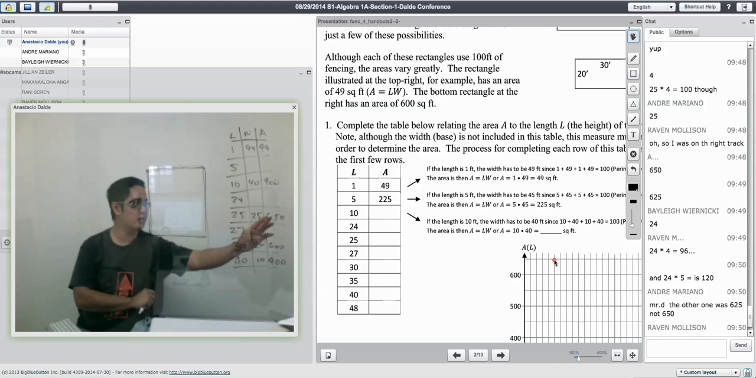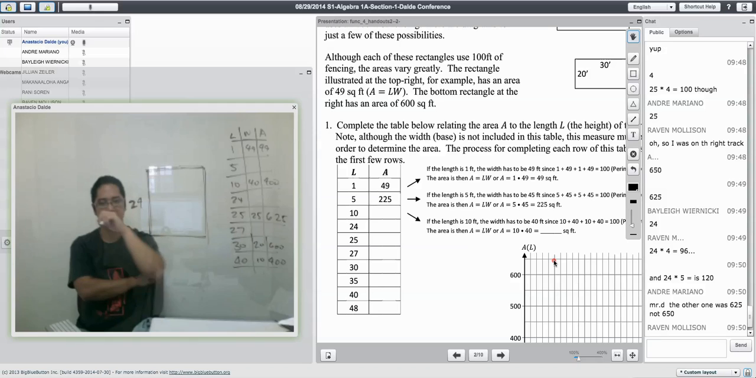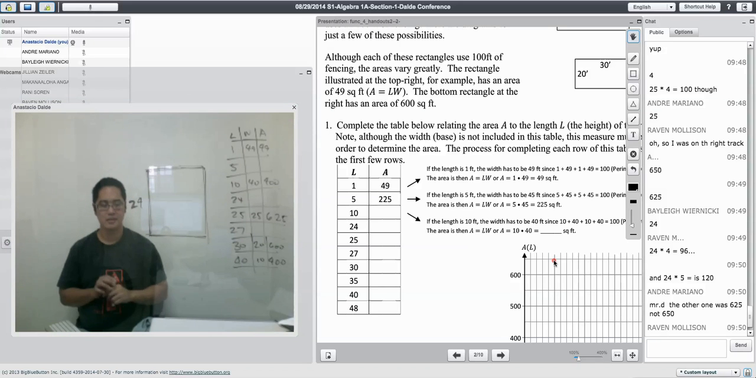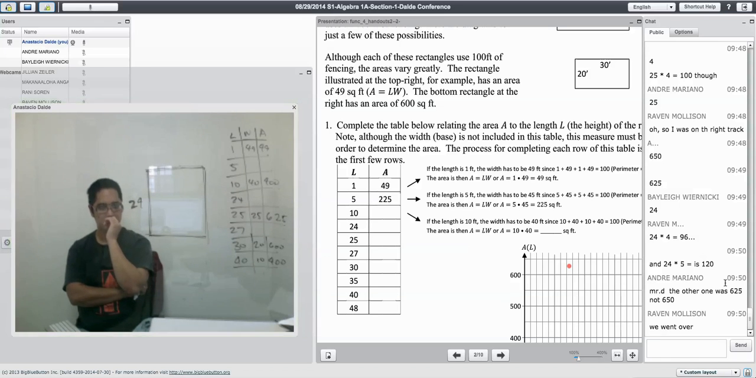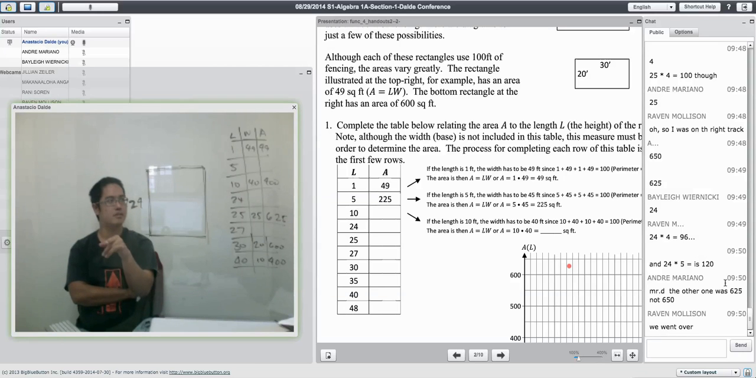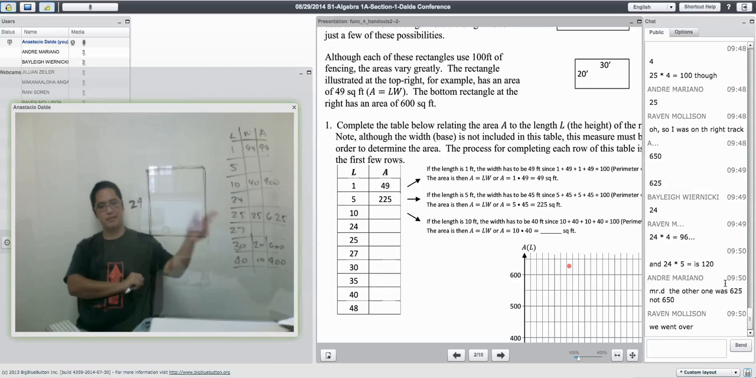Oh, I'm sorry. 25 times 25 is 625. You're right. Raven's saying something. Yeah, if this were 24 feet, how long would I have to make this in order to use up a 100-foot fence? Look at the pattern here. I've got 1 and 40, I've got 10 and 40, I've got 30 and 20, I've got 40 and 10. I got 25, 25. Look at those numbers.